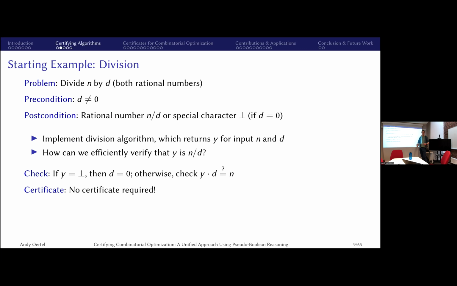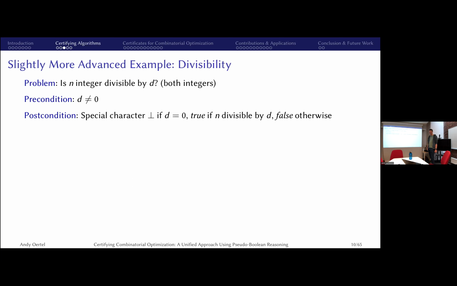And actually here we don't really need a certificate. So you may wonder, do we actually need a certificate? Is it actually required? Well, the answer is yes. We will see this with a second, slightly more advanced example, divisibility, where we will see that a certificate comes in handy for checking.